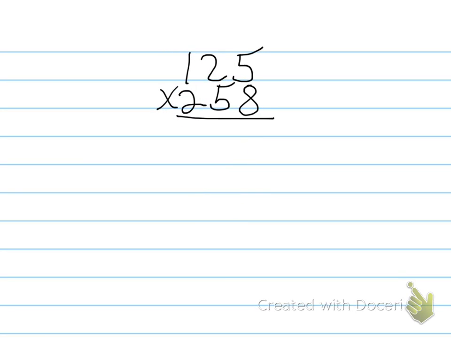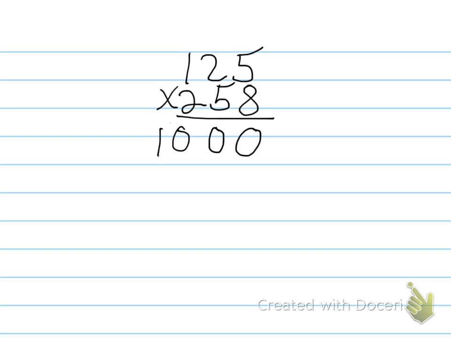Let's try it out. So 8 times 5 is 40. Put the 0 down here, carry the 4. 8 times 2 is 16, plus 4 is 20. Put the 0 down there, carry the 2, and 8 times 1 is 8, plus 2 is 10. Let's erase that up top.